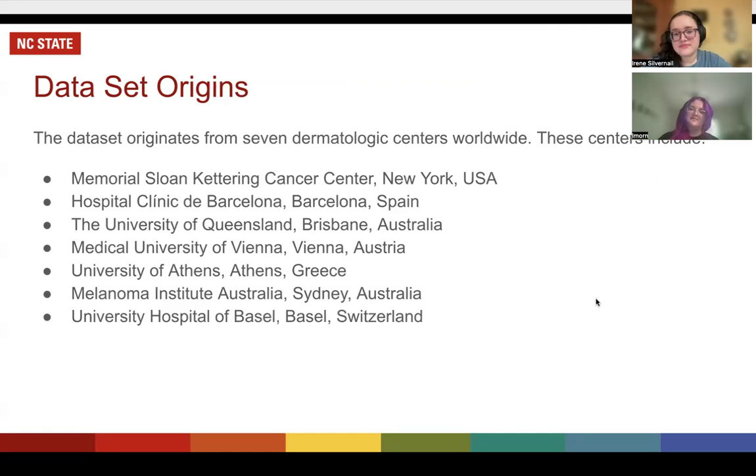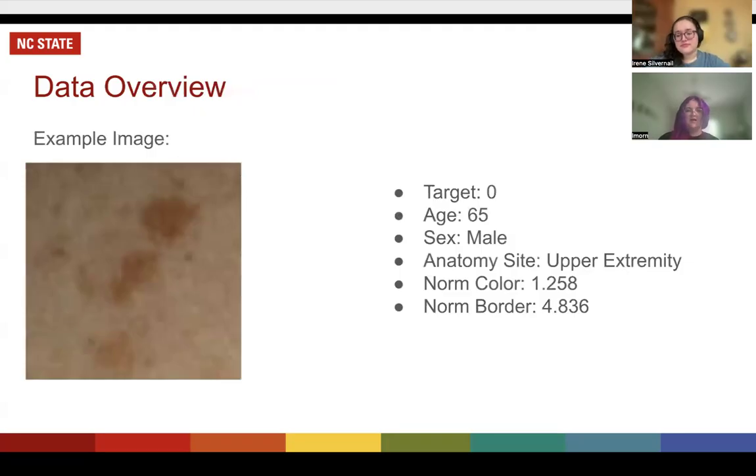The dataset originates from 7 dermatology centers worldwide, including the US, Spain, Australia, Austria, Greece, and Switzerland. Our data has images as well as information about the patient, such as whether it was benign or malignant, the age, the sex, the anatomy site, the color, and the border.